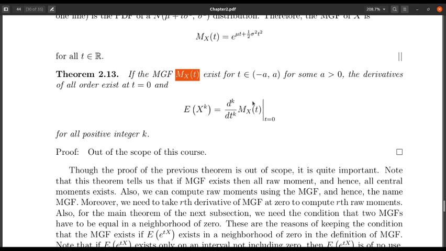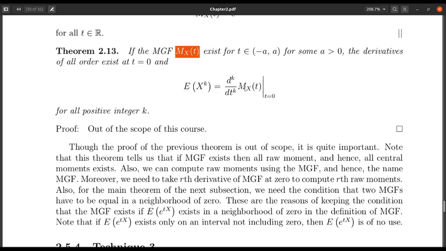So that means from the moment generating function I can find all the moments of a random variable, and that's why the name moment generating function is given to the expectation of e to the power tx. Okay, so I hope you have understood where the name comes from: from the moment generating function I will be able to compute all the moments, of all orders, of a random variable.